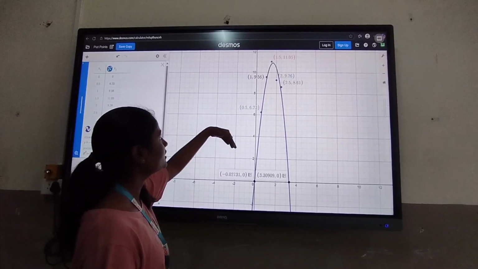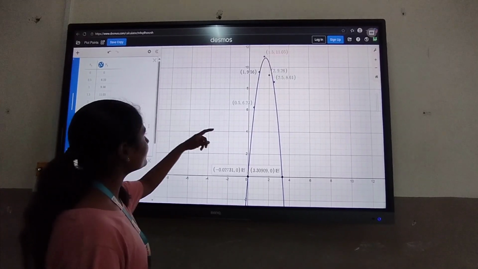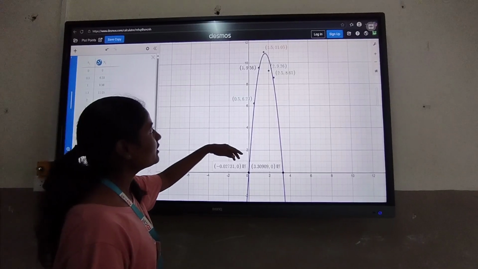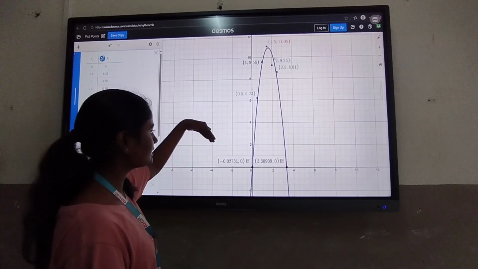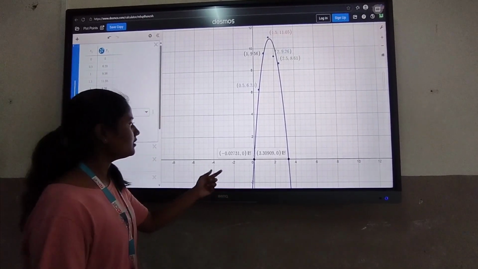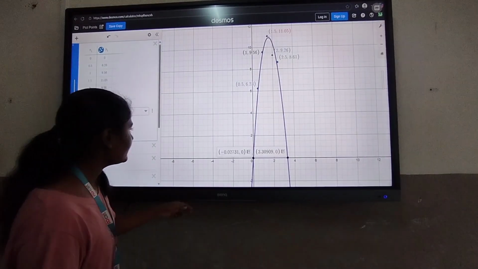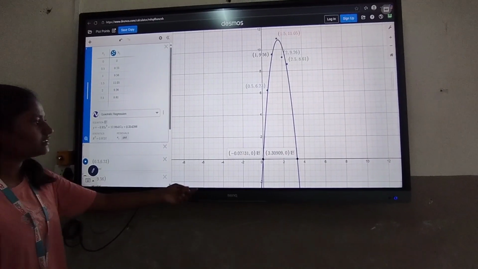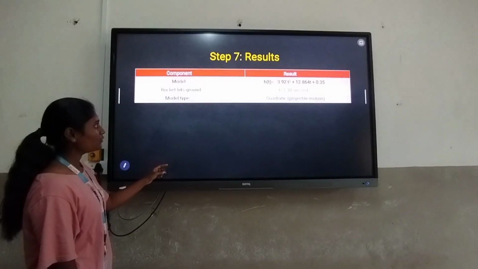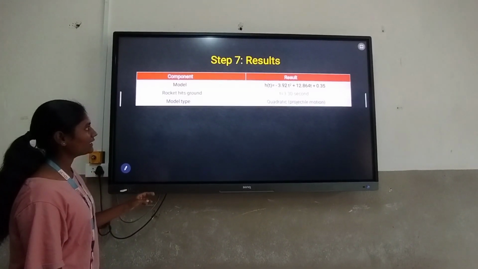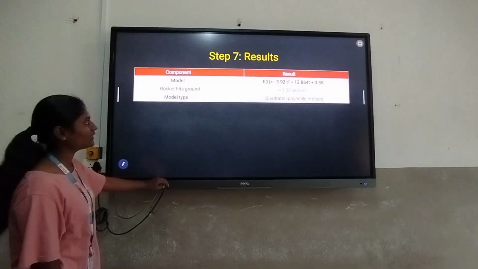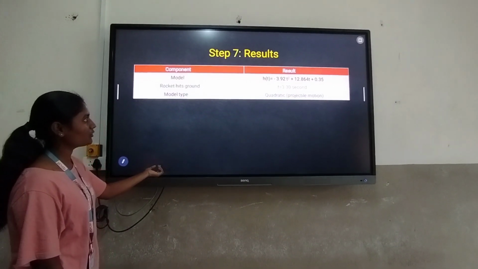Then again it comes down, from the table, 2 and 9.26. Then again it goes down, 2.5 and 8.61. Then it touches the ground at 3.309 and 0. Then the quadratic regression is minus 3.92t² plus 12.864t plus 0.35. Then the rocket hits the ground again at t is equal to 3.30 seconds.